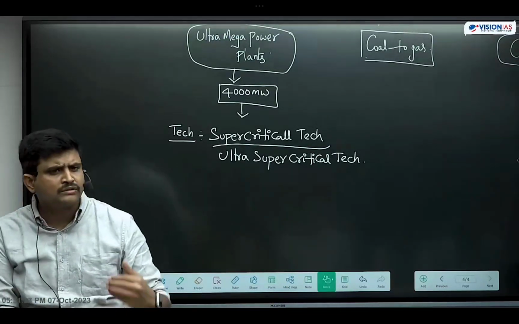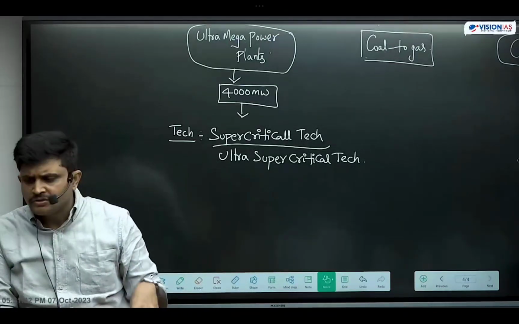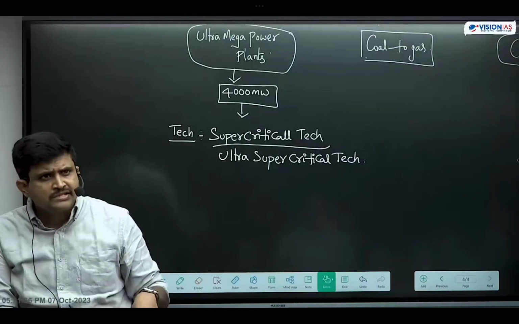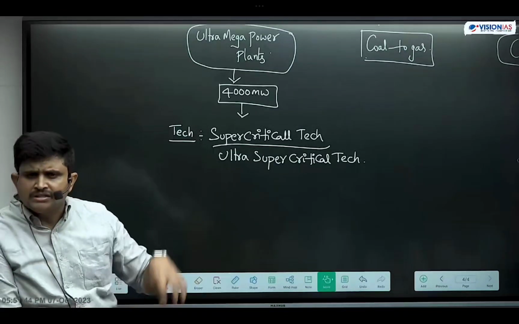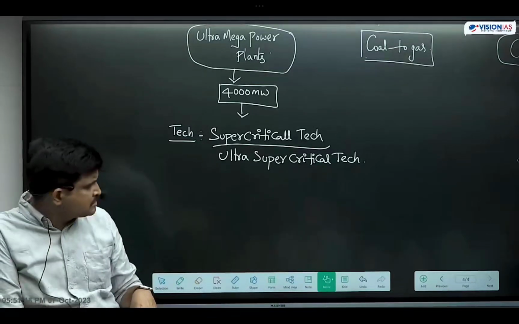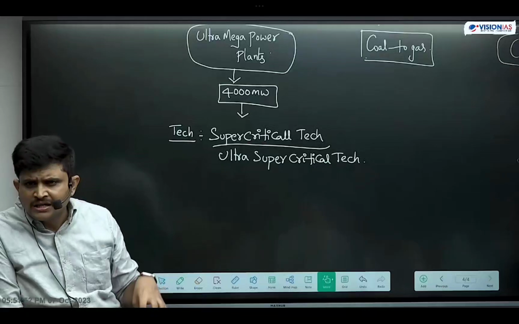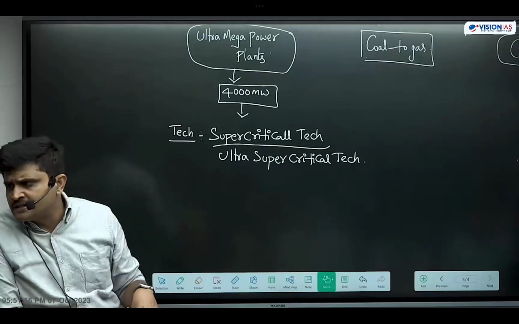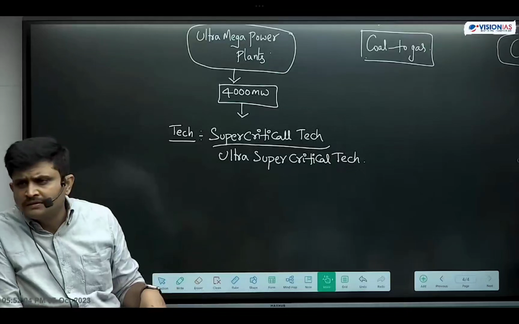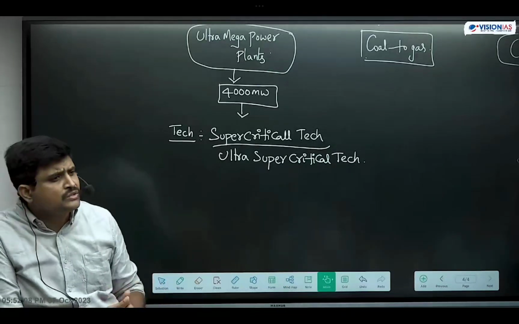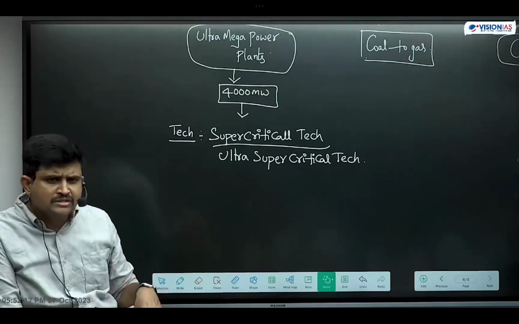Got it, students? So that is what ultra mega power plants means. These are the 3 clean coal technologies. Once again, I am repeating coal gasification. Wherever we are unable to extract the coal through conventional mining, at deeper layers of the earth crust, coal will be pulverized and converted into gas. That gas we call synthetic gas or syngas. It consists of a combination of carbon monoxide, hydrogen and carbon dioxide, which is used in different areas. That is one of the clean coal technologies. Got it, students?